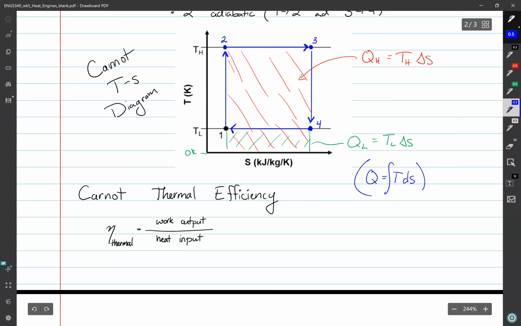So this is for a general reversible process. This simplifies to just T delta S on the right-hand side when we have an isothermal process. We have 2 isothermal processes, that's why we get these equations.